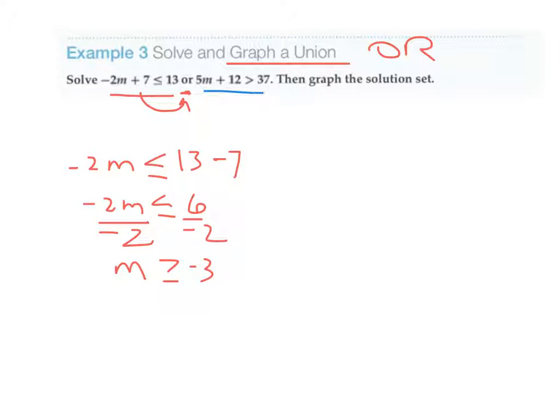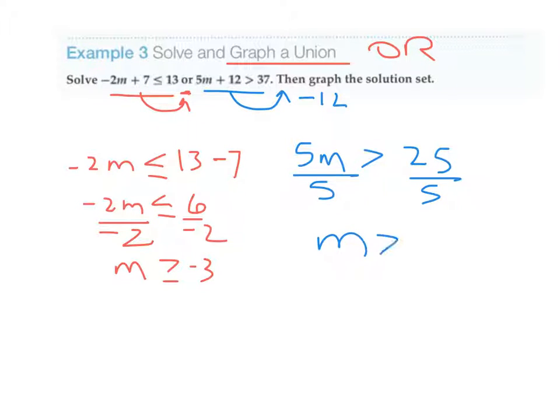So now I'm going to do my second one. Once again, I'm going to move my 12 over, which becomes a negative 12. And when I do that, I'm going to get 5m greater than, and negative 12 with 37 will give me 25. Now I'm going to divide by 5. Divide by 5. So I get m greater than 5.